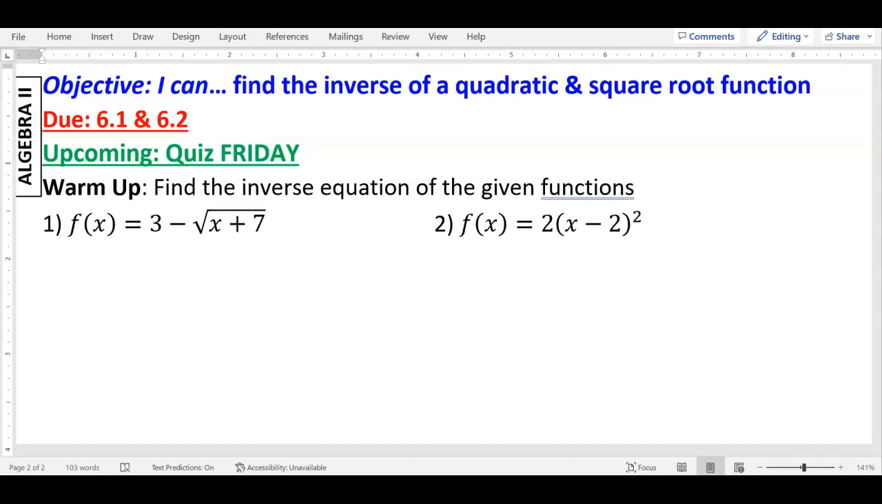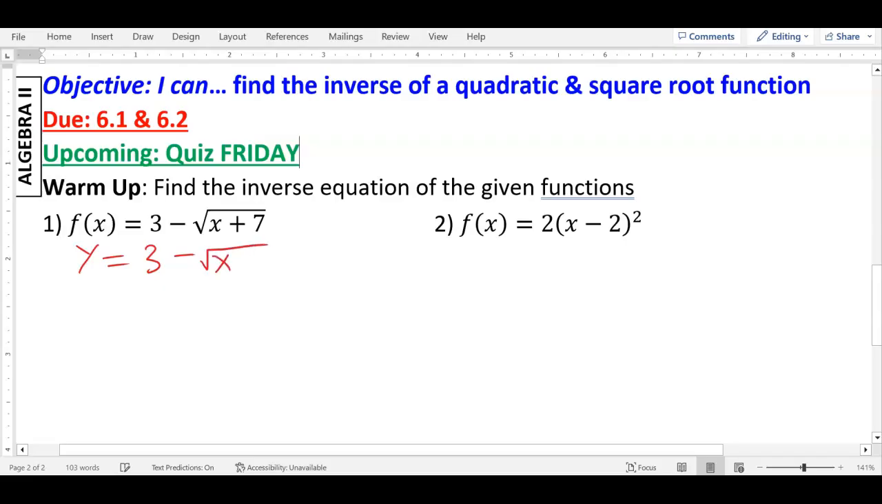All right, let's do this. Number one, if I'm solving for this, if you remember the notes, what is the first step? F of x turns into what letter? It's really a y. Write this down. Y equals 3 minus the square root of x plus 7. This is the most important step. What do I have to do with x and y? She knows. Everyone else? Switch x and y. This is the most important step.